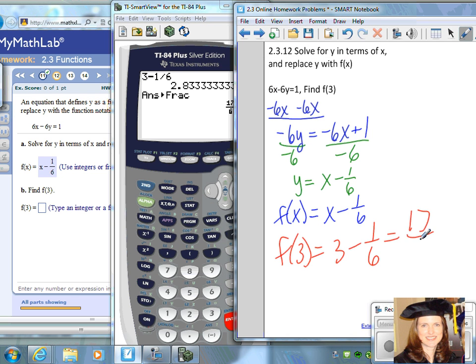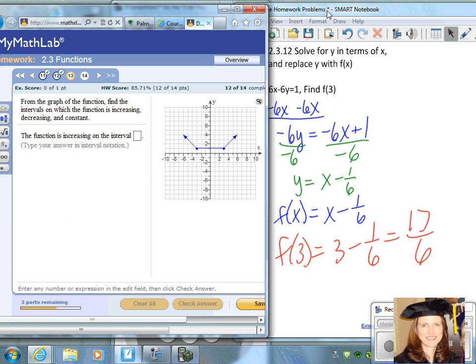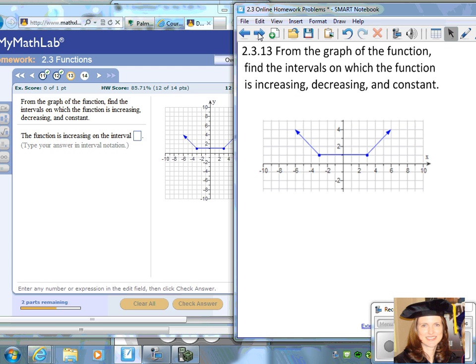And we can check that answer on the program. Excellent. Just two more problems. Number 13. From the graph of the function, find the intervals on which the function is increasing, decreasing, and constant.